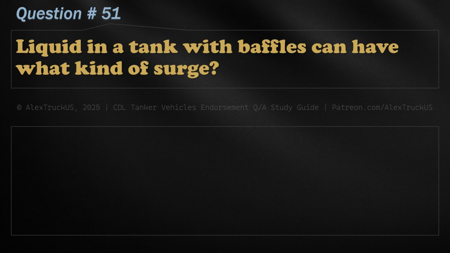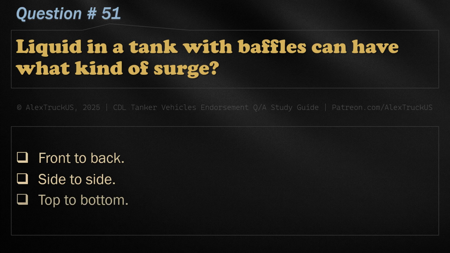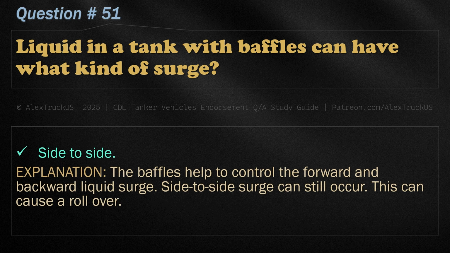Question 51. Liquid in a tank with baffles can have what kind of surge? Front to back, side to side, top to bottom. Correct answer is side to side. The baffles help to control the forward and backward liquid surge. Side to side surge can still occur. This can cause a rollover.